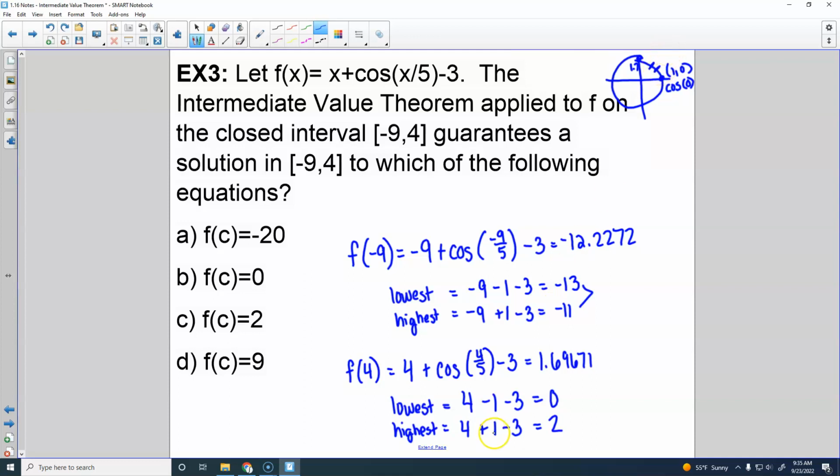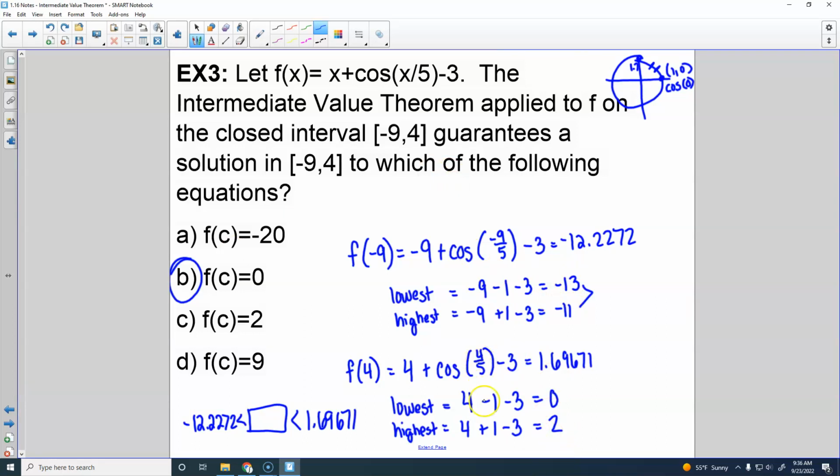But if I'm thinking of how to do this without a calculator, I know that the value I'm looking for needs to be between -12.2272 and 1.69671. So with the calculator, I know whatever f of c value I'm looking at needs to fall between these two numbers right here. What's the only one I've got that falls in that range? It is B, 0.